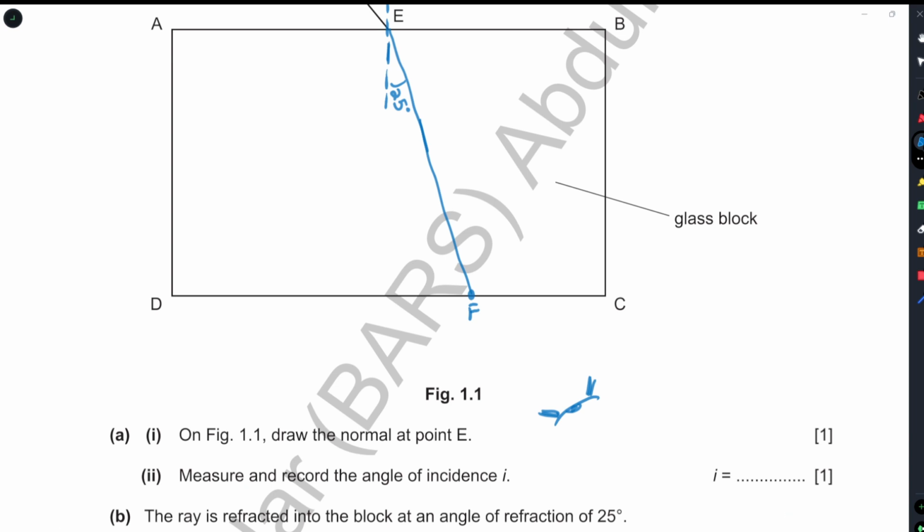ठीक है, आप क्या करेंगे? You're going to try and observe it from the other side CD, and you're going to place a pin, ठीक है, and then a second pin to mark the direction in which you can see the ray box.